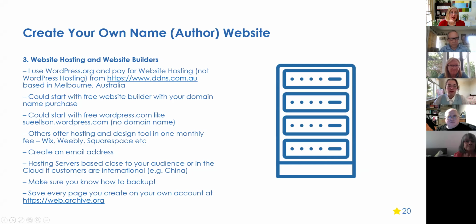Now, the next thing is, as I mentioned, use WordPress.org and I pay for website hosting. I originally had my website hosting through a company in the US who allowed me unlimited websites and unlimited space. But over time, it got hacked and I didn't have personal support. So I now use a company called ddns.com.au, which is based here in Melbourne in Australia, and I can ring them up and talk to a person in Australia. It is fantastic and I love them and I recommend all my clients go there as well.